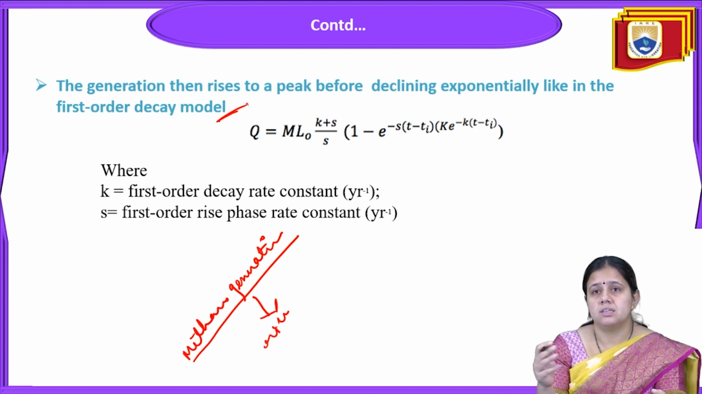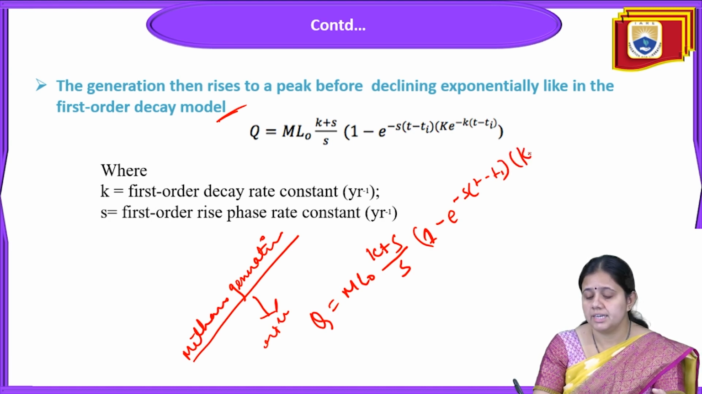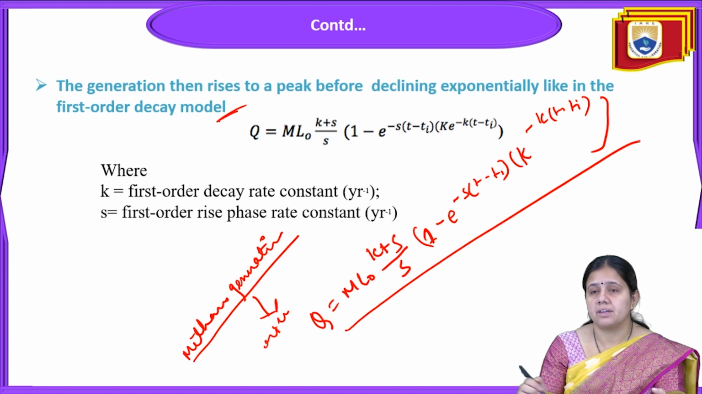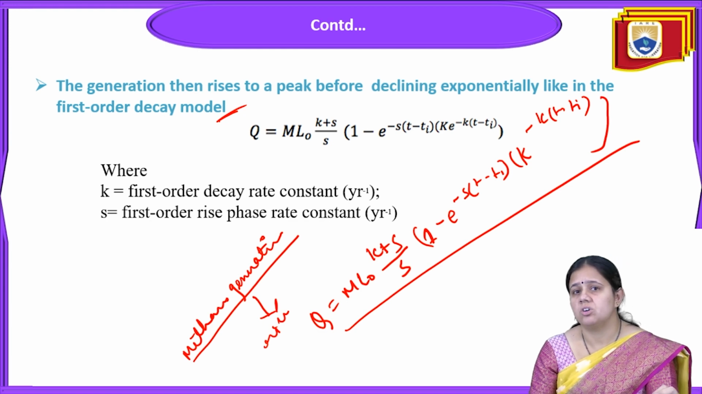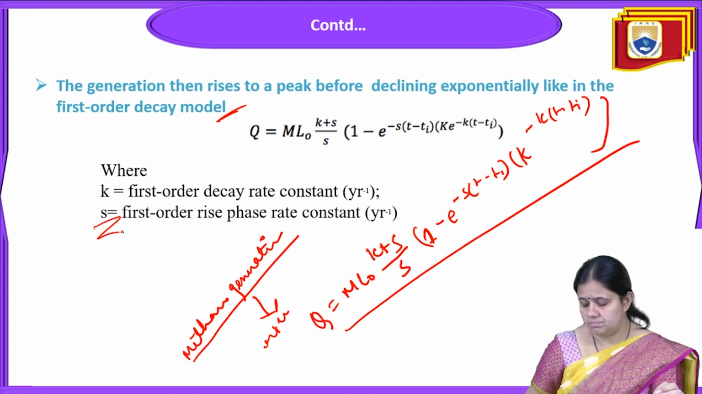Before declining exponentially in the first order decay model, the equation is K M naught K plus S, where S again has the same form, 1 minus e to the power minus S (t minus ti), times e to the power minus K (t minus ti). This is the whole equation for this first order reaction. K represents the first order decay constant, and S is the first order rise phase rate constant.